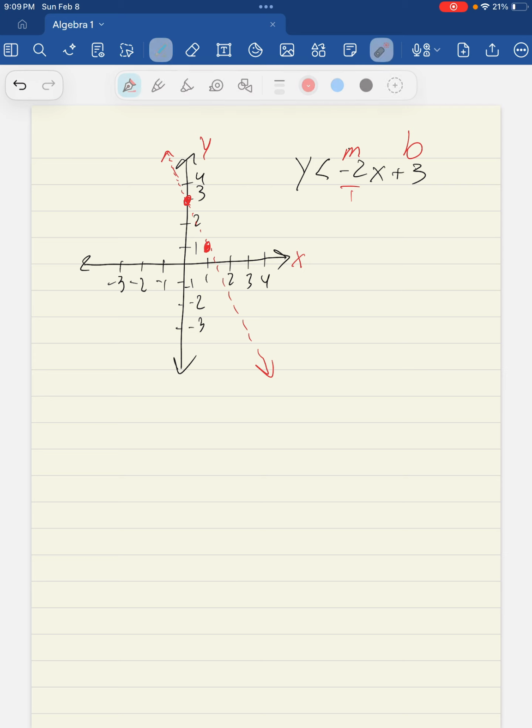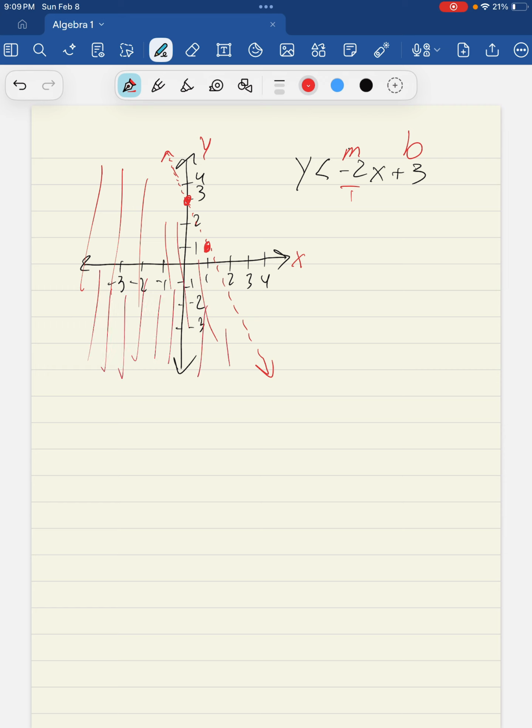And where do I shade? Y is less than. Less than. I shade below the y-intercept. Y-intercept right here. I need to shade the region that's below the y-intercept. That whole region down there. So this whole region would get shaded. When you're shading with a pencil, just do a light shade. You don't need to burn your pencil out trying to shade a region.